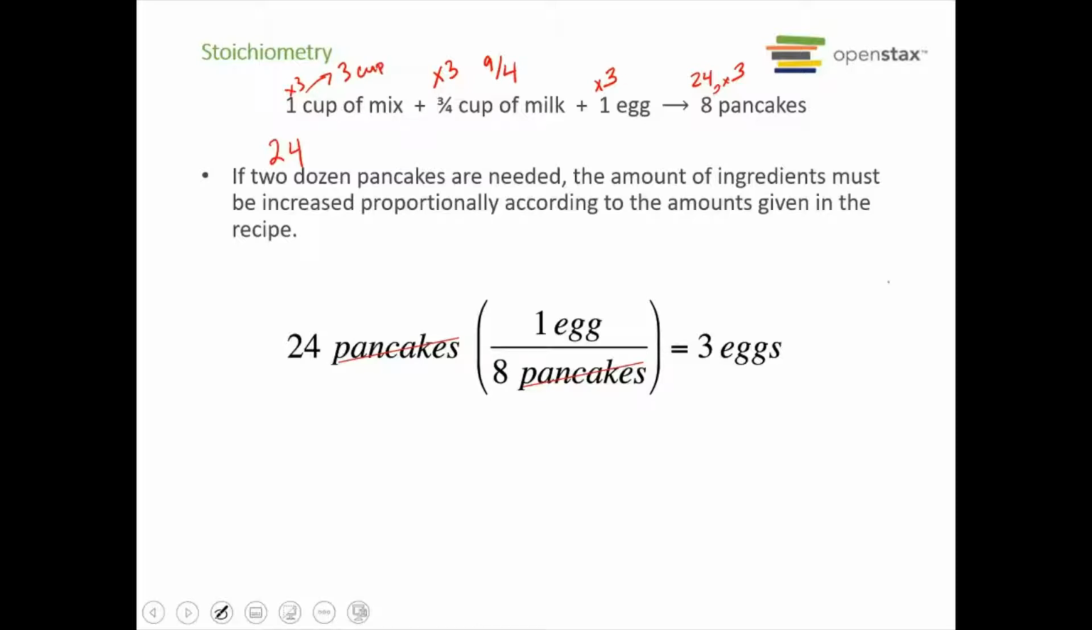And if we want to look at the units here, we can say we have 24 pancakes, and we know by looking at this that 1 egg makes 8 pancakes, so we can make that into a conversion factor. We could say there's 1 egg over 8 pancakes, and we do it with pancakes on the bottom so they cancel out, and we're left with eggs as our units, and we see 3 eggs. And we can do this for all 3 of the ingredients we need.